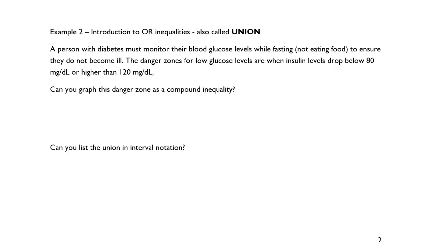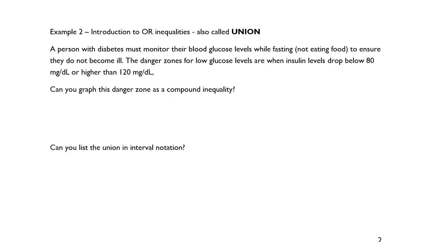A person with diabetes must monitor their blood glucose levels while fasting, not eating food, to ensure they do not become ill. The danger zones for glucose levels are when they drop below 80 milligrams per deciliter or are higher than 120 milligrams per deciliter. Now you might be thinking, I don't know what those units of measure mean. That's not really the point of this scenario unless you're going into the medical field.